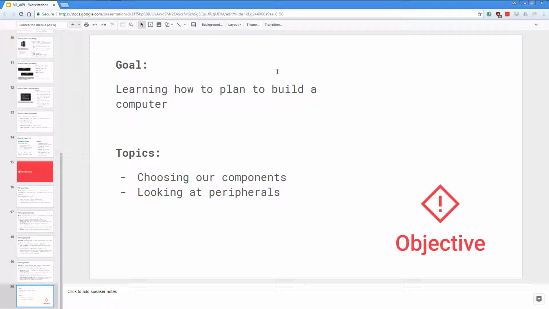So that was it. We learned how to plan a computer. Thank you for watching the entire Module 1A where we talked about hardware. And today we talked about choosing your components and looking at peripherals.